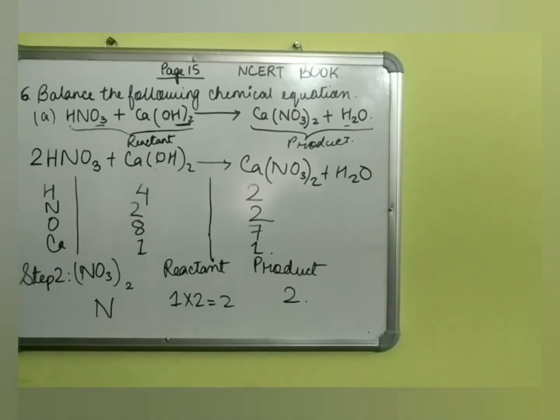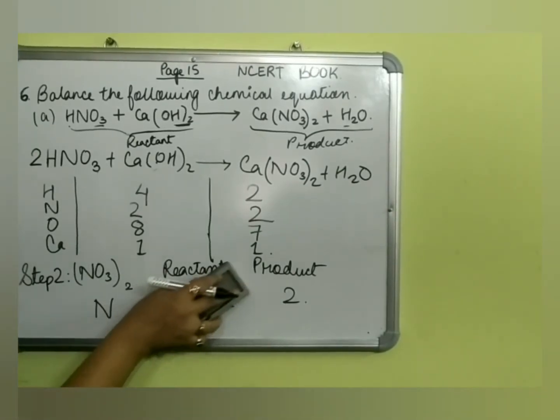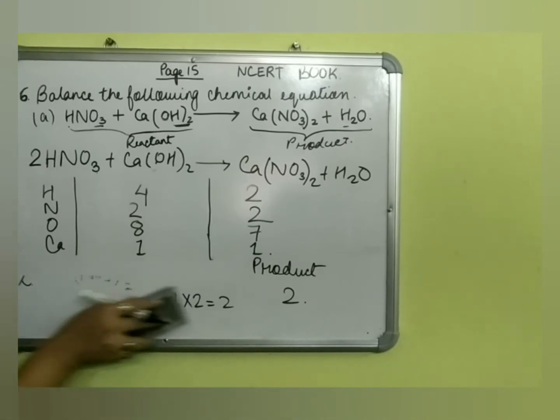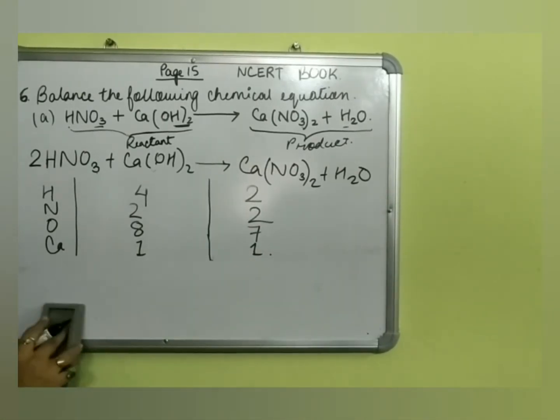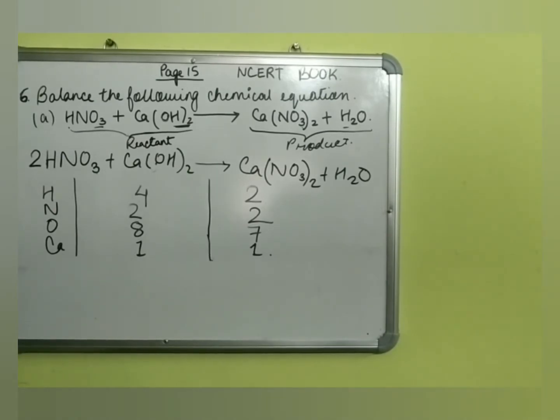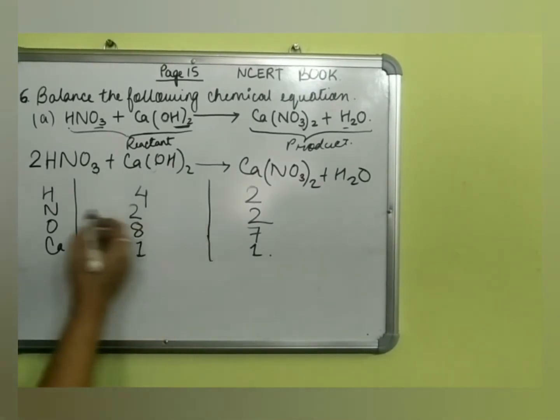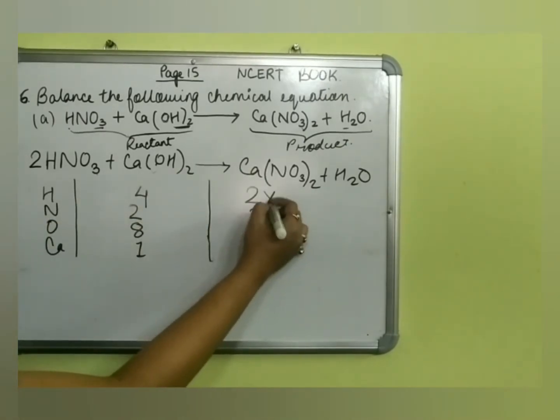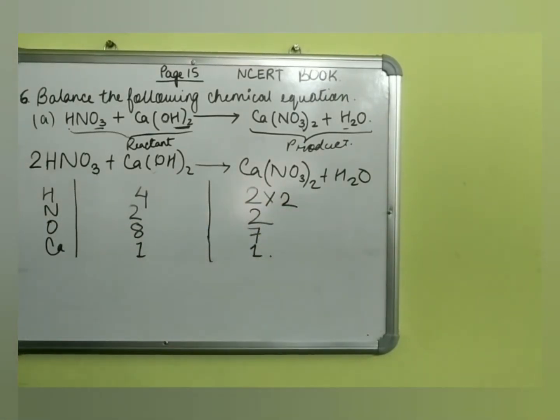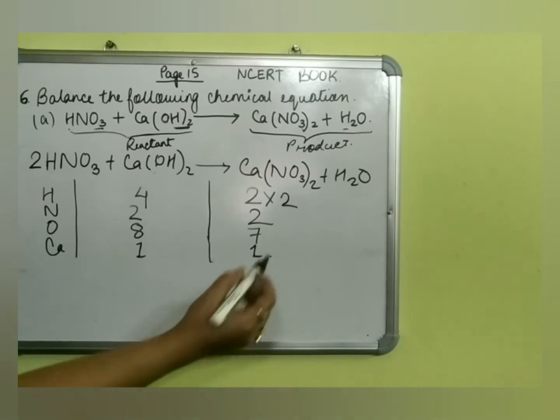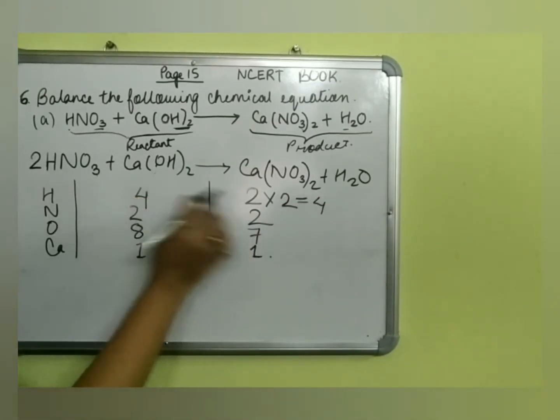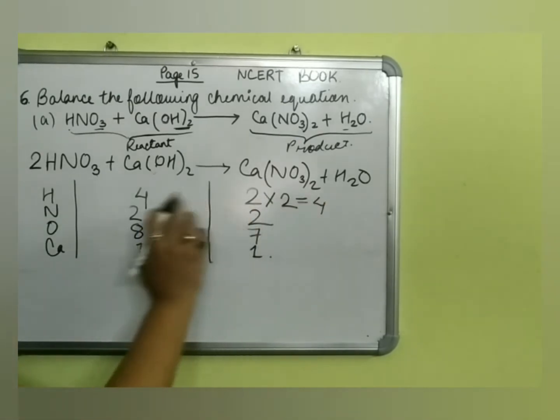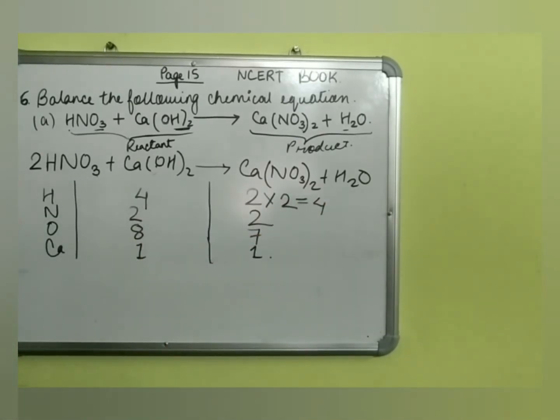Now what we have to do is balance this, we have to multiply. In step 3 I will take hydrogen. If I multiply this 2 with 2, I will get 4, isn't it? I will get 4. So now this is balanced, both the reactant and product sides are balanced.